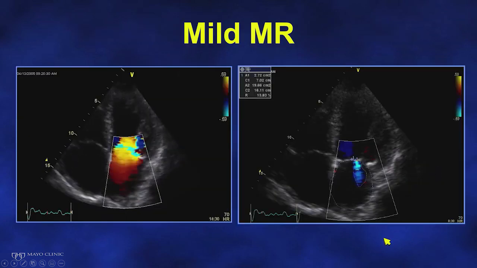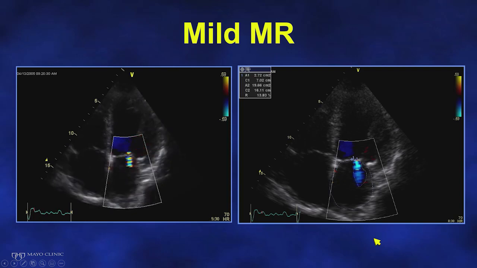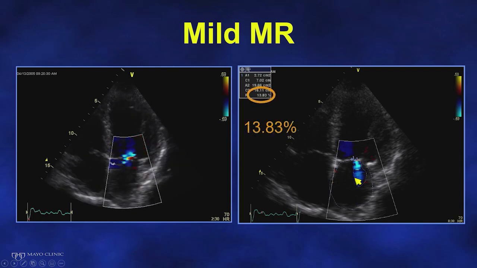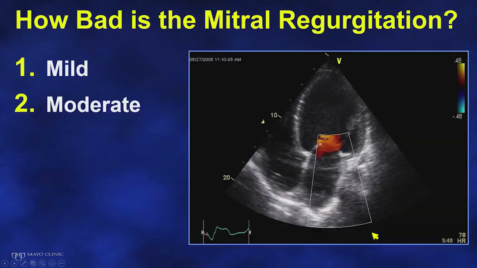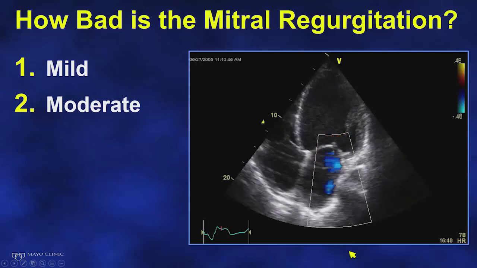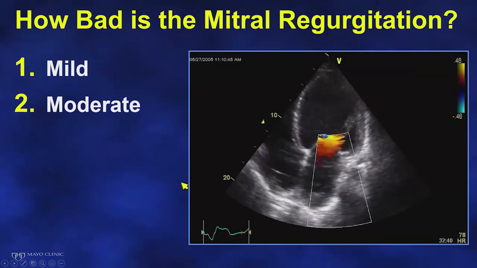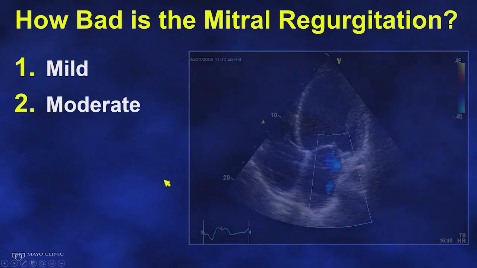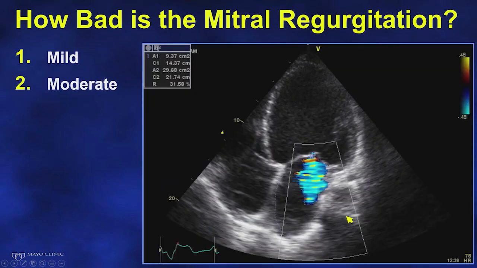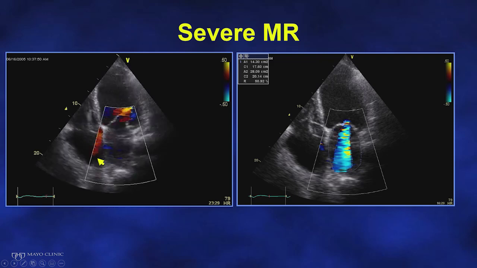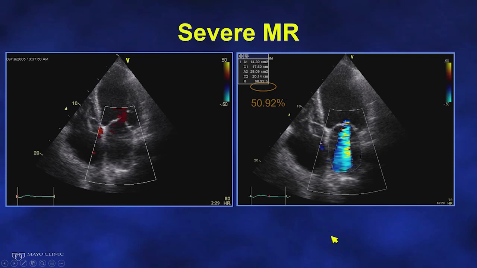And just to show you some examples, here's an example of mild mitral regurgitation. And when we actually measure the area, we get about 14% of the total left atrial area. Now the question here is, is this mild or moderate mitral regurgitation? If you do the actual measurements and measure the area, we end up with about 32%. So that is in the moderate range. Here's an example of a severe mitral regurgitation jet. And when we make our measurements, it's 50.92%.